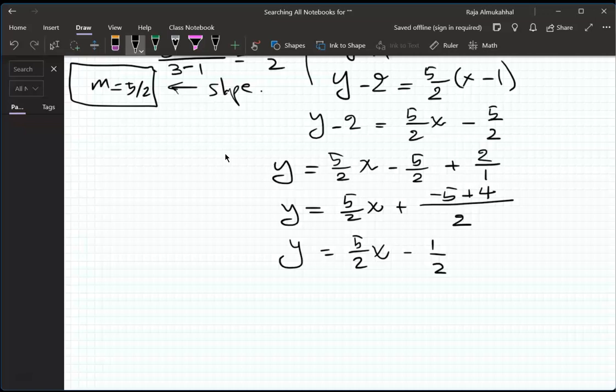I feel there is something wrong with this. Hold on, I'm sorry, let me check. 5/2 negative, and that negative, what am I doing here? Minus 5. And that's a plus right there. And so that will be 2 minus 5 plus 4, and that's minus 1/2. I think it's correct.